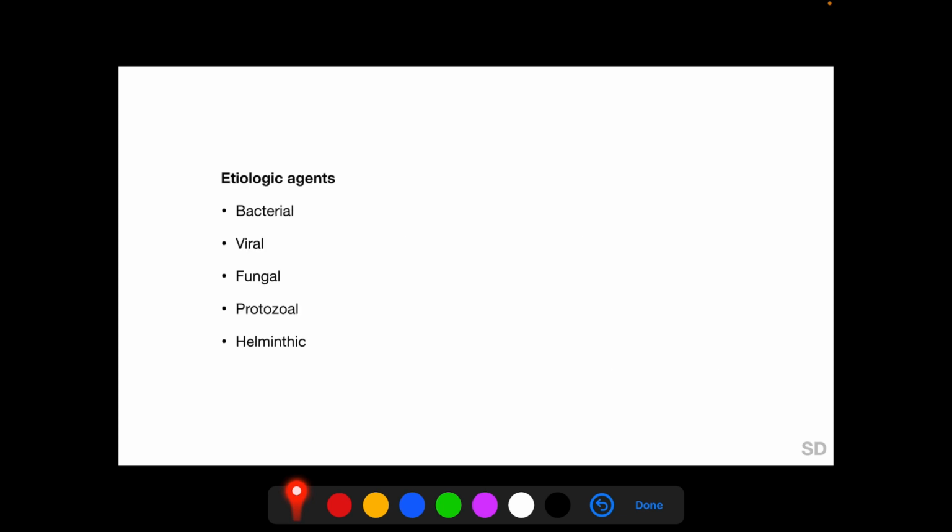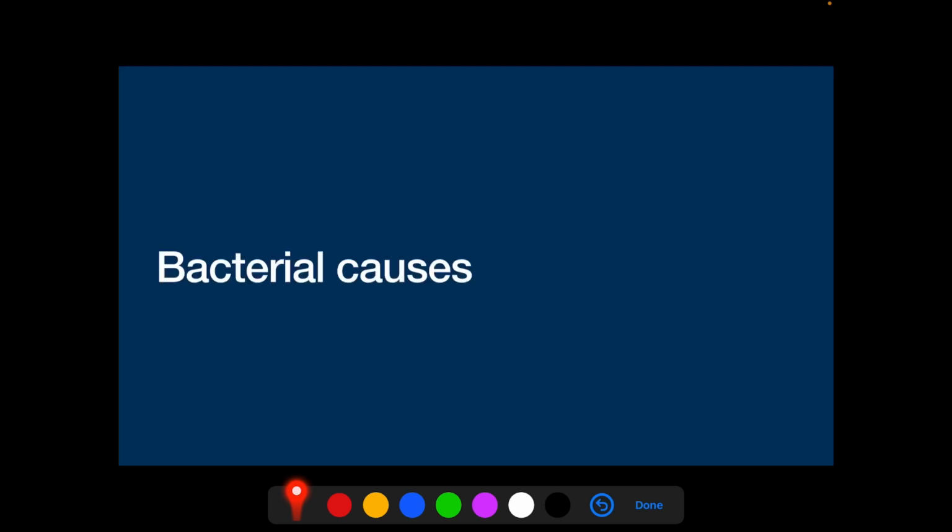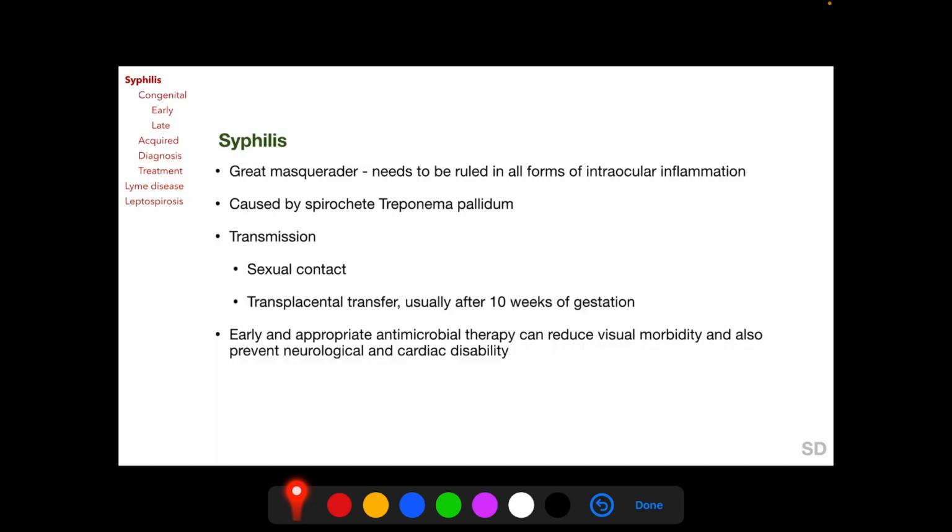The possible etiologic agents of infectious uveitis include bacteria, virus, fungus, protozoa and helminths, and we'll start with the bacterial causes in this session. We are going to discuss syphilis, Lyme and Leptospirosis, the three important spirochetal infections causing uveitis. Syphilis, as we have mentioned, is a great masquerader and needs to be ruled out in all forms of intraocular inflammation, and it is caused by the spirochete Treponema pallidum.